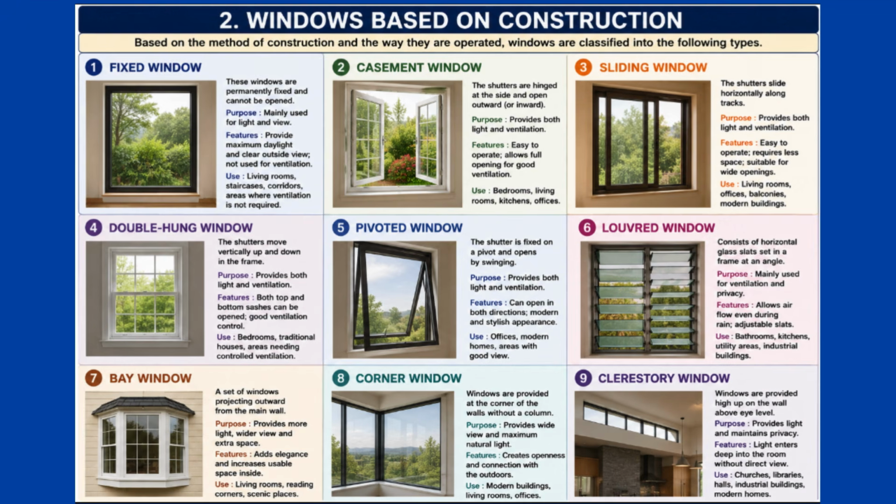9. Clerestory window. A clerestory window is placed high on a wall, usually above eye level. Features: brings daylight deep into the room. Maintains privacy. Does not usually provide a direct outside view. Useful in rooms with high ceilings. Uses: churches, libraries, halls, industrial buildings, modern homes. Main purpose: natural light while maintaining privacy.